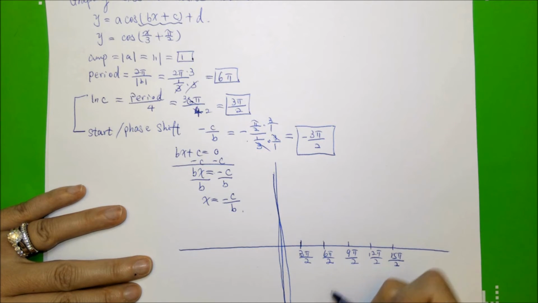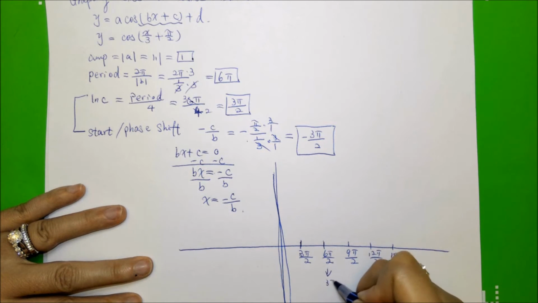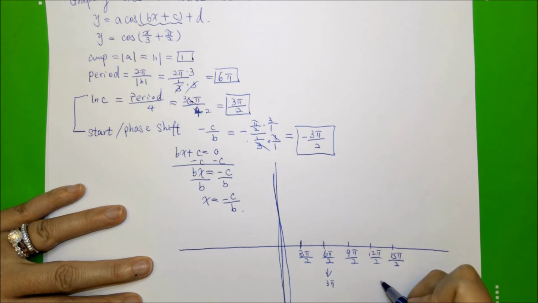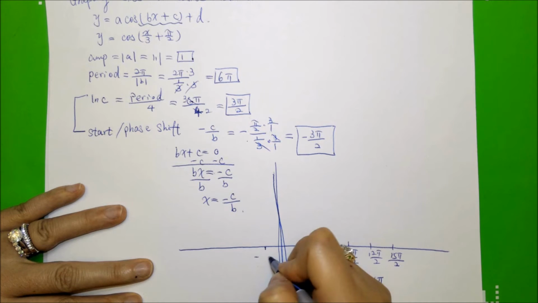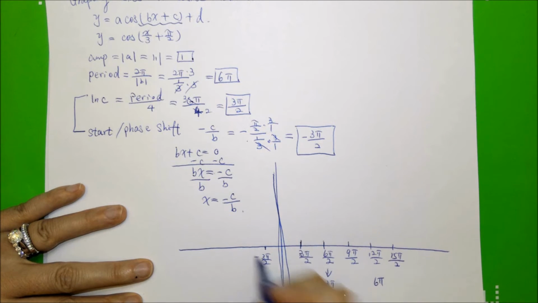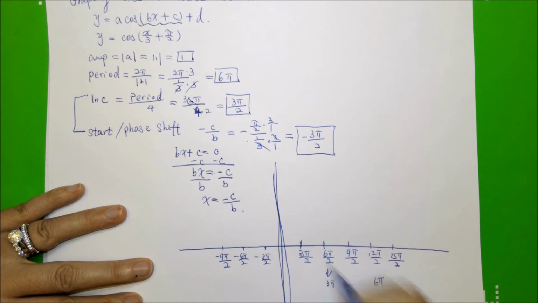Depends on your teacher. I normally require my students to simplify each one of the fractions. So 6 pi over 2 is actually 3 pi. 12 pi over 2 is actually 6 pi. To the left side, you will have exactly the same scale, however negative. The first one is negative 3 pi over 2, negative 6 pi over 2, negative 9 pi over 2.